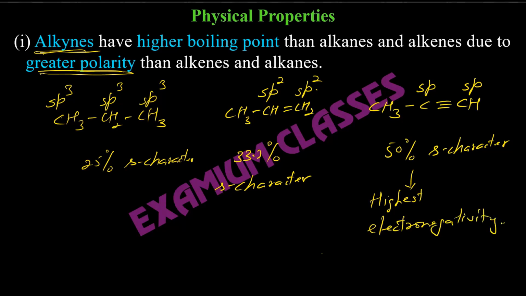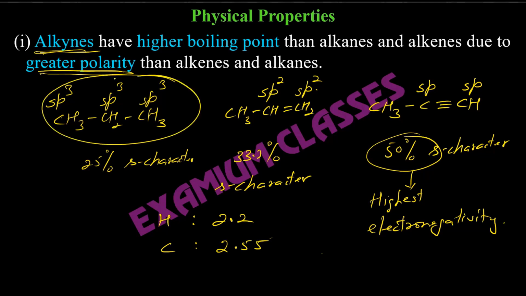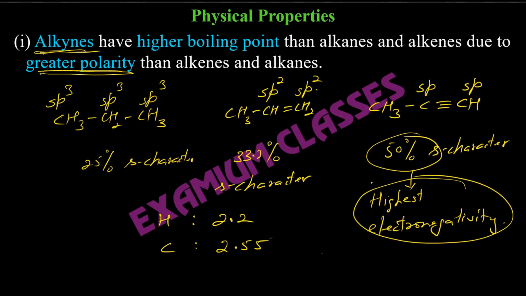And if you consider the Pauling scale, hydrogen has electronegativity of 2.2 and carbon has electronegativity of 2.55. But obviously it is not exactly 2.55. It will depend. If it is alkanes, it will be 2.55. If it is alkenes, it will be slightly more than that. If it is alkynes, 50% S character, even higher, highest electronegativity. So the difference between carbon and hydrogen, 2.2 and 2.55 in case of alkanes, is negligible. So it does not make the bond polar. But here hydrogen remains same, carbon electronegativity increases, so the difference increases. So higher electronegativity, that's why higher polarity.